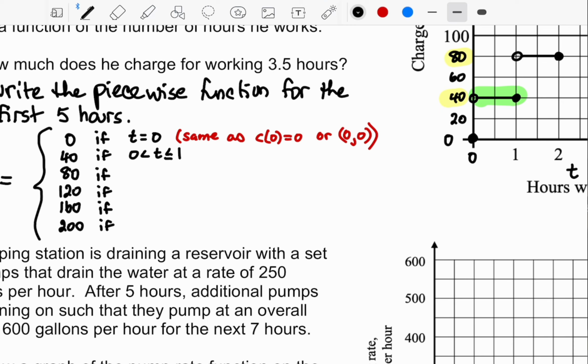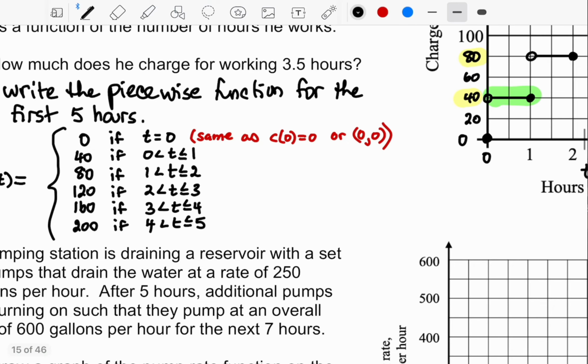Same idea for the 80. That goes from 1 to 2, open circle, closed circle. So 1 is less than t, which in turn is less than or equal to 2. Then just follow that trend. 2 is less than t, which is less than or equal to 3. 3 is less than t, which is less than or equal to 4. 4 is less than t, which is less than or equal to 5. And that would be your piecewise function.